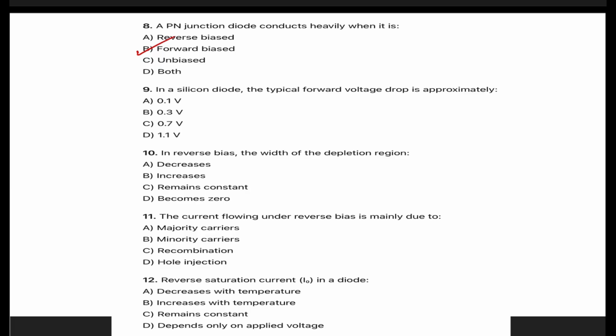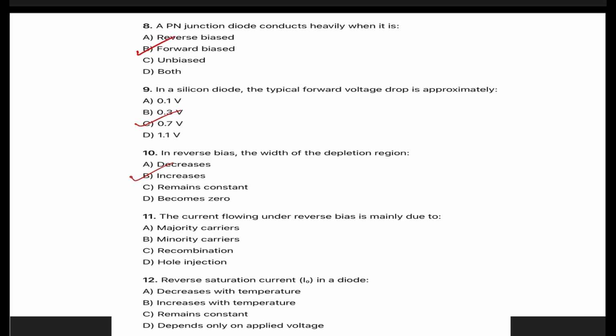In a silicon diode, the typical forward voltage drop is approximately: option A 0.1 volt, option B 0.3 volt, option C 0.7 volt, option D 1.1 volt. In the case of silicon, the typical forward voltage drop is 0.7 volt. Next question. In the reverse bias, the width of the depletion region: option A decreases, option B increases, option C remains constant, option D becomes 0. We had seen that in the reverse biased condition, the width of the potential barrier will increase. The answer is option B.